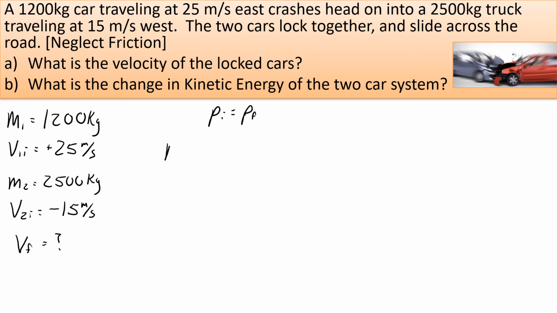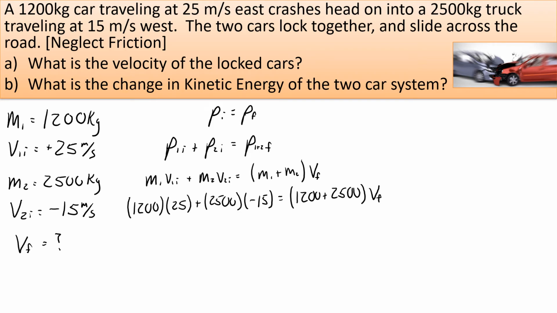Initially they're separate. I'm writing it all out here. So the sum of the momenta of the cars as they approach each other, and then after the collision, they're locked together, and that momentum is the same. So we have M1 V1I plus M2 V2I is equal to the combination of both masses as they're locked together, times the final velocity that we're looking for. Okay, then we can plug in the numbers, so I'll do that.